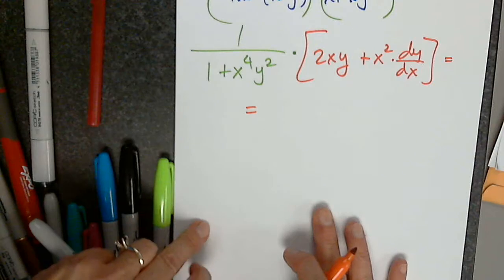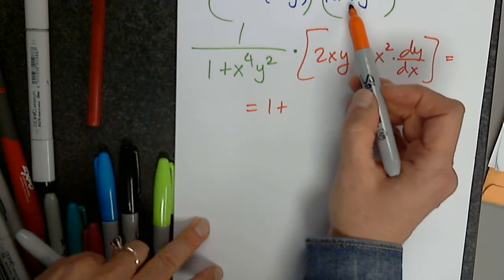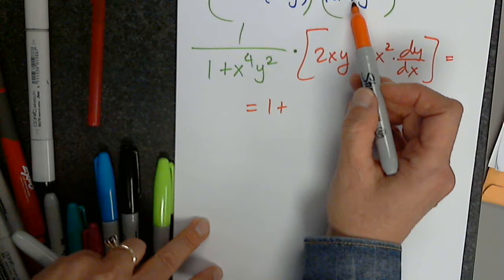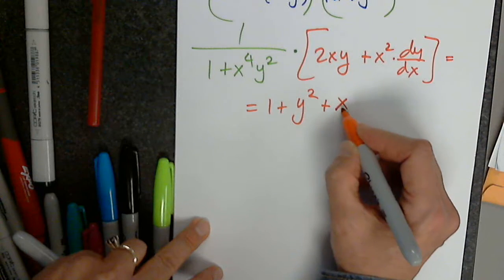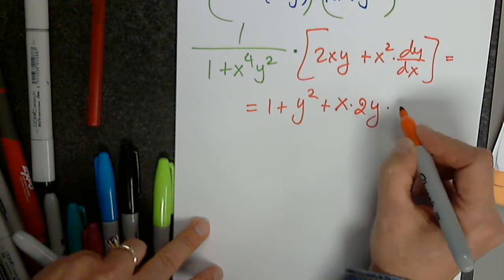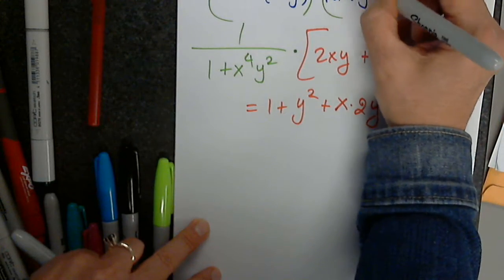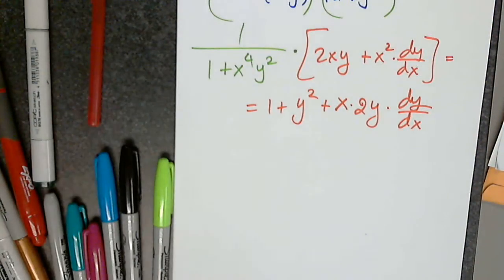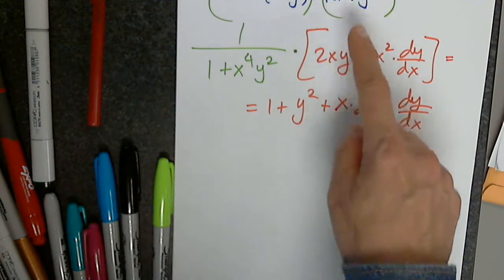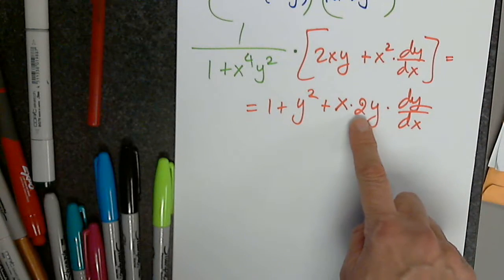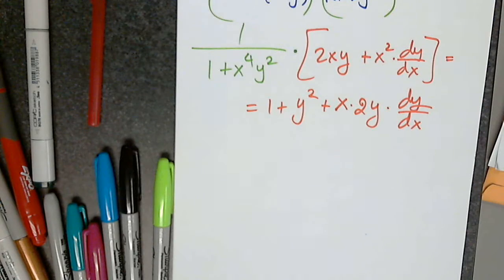And now the right-hand side. 1 plus 2y dx. 1 plus x prime is 1. So y squared plus x times 2 times y times dy over dx. This is function 1 and this is function 2. The first function prime is 1 times the second function plus the first function times the second function prime: 2y dy over dx. Better?